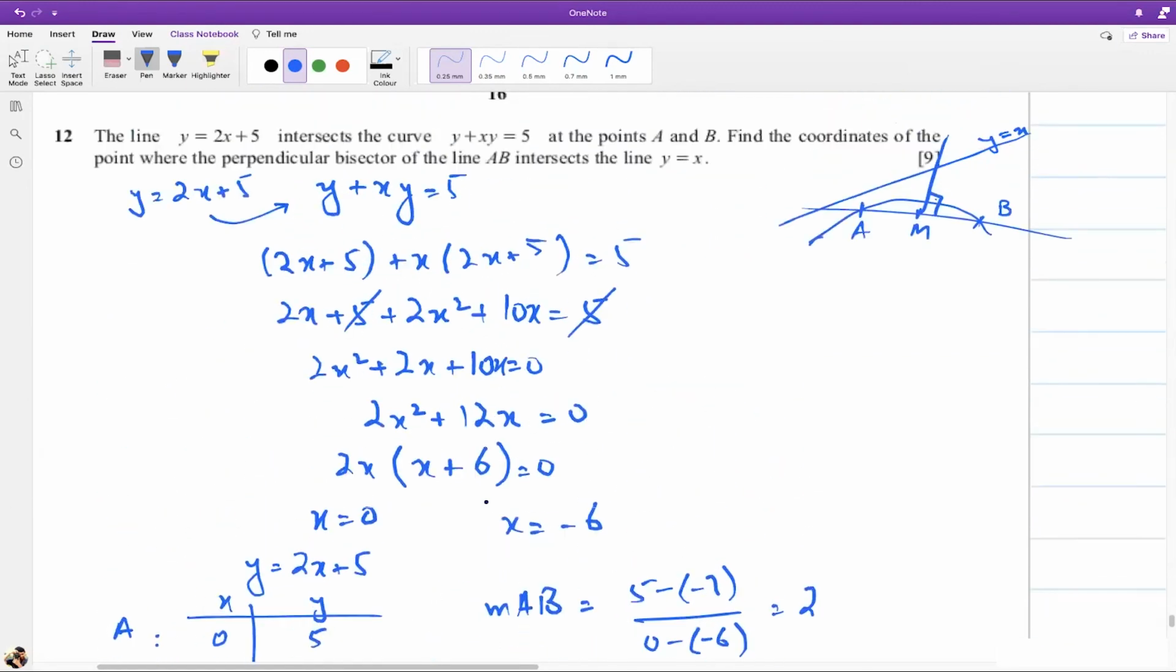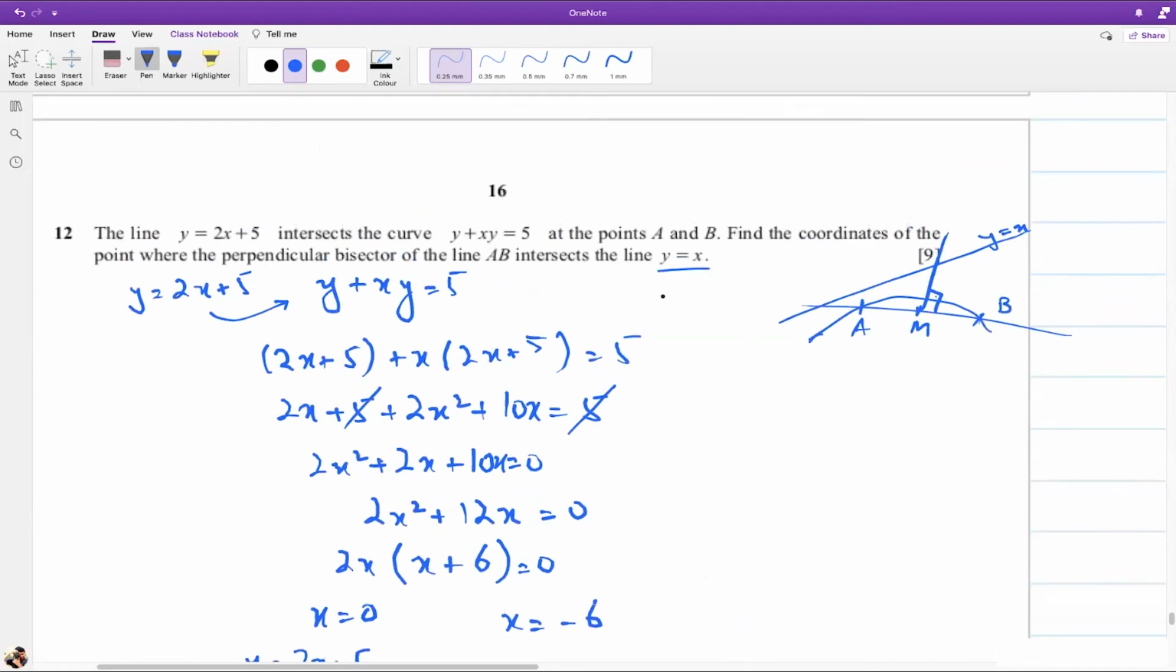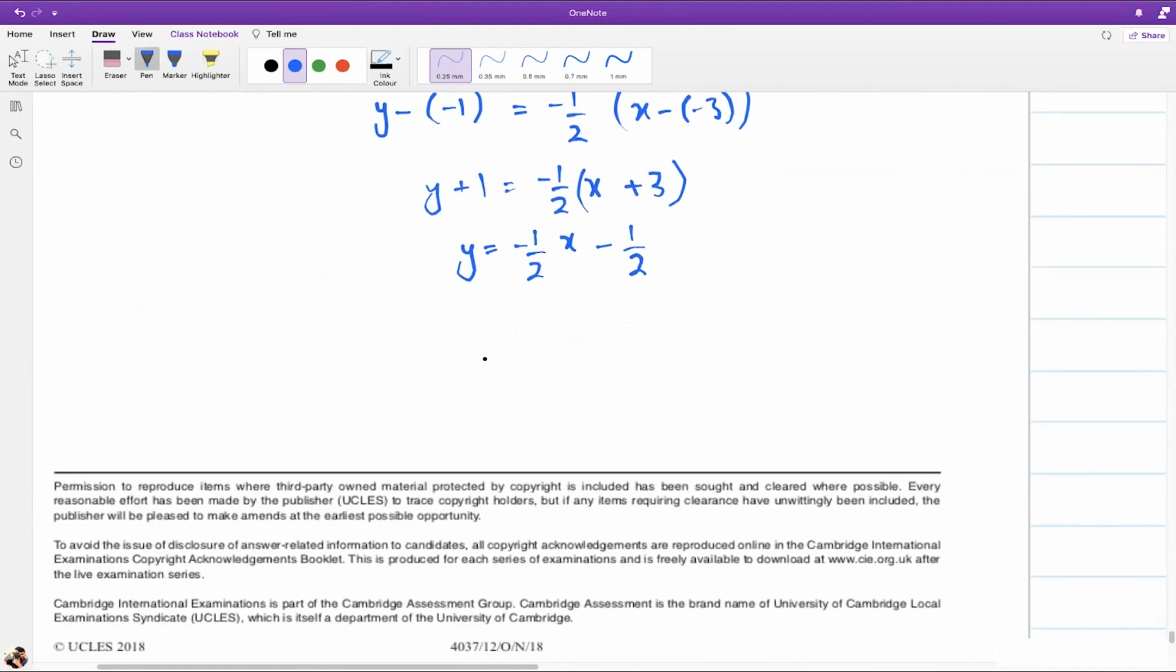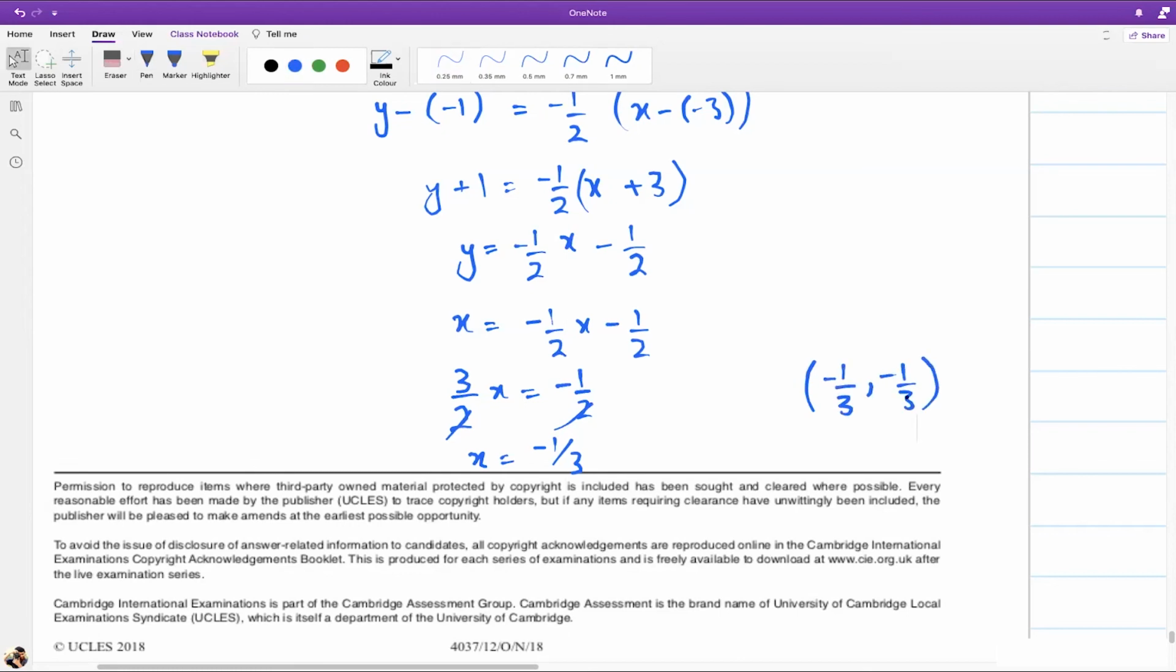अब इसको y is equal to x से इंटरसेक्ट करवाना है. When this is equal to y is equal to x, so x equals minus 1 by 2 x minus 1 by 2. So it becomes 3 by 2 x equal to minus 1 by 2. x equals minus 1 over 3. ये हमारे पास x की वैल्यू मिल गई और y भी यही होगा क्योंकि y is equal to x है. तो हमारा पॉइंट ऑफ इंटरसेक्शन ये बना. That's it. That's your paper. Thank you.